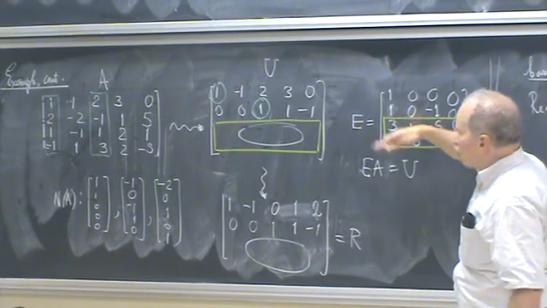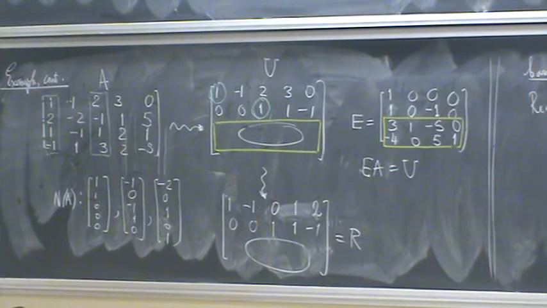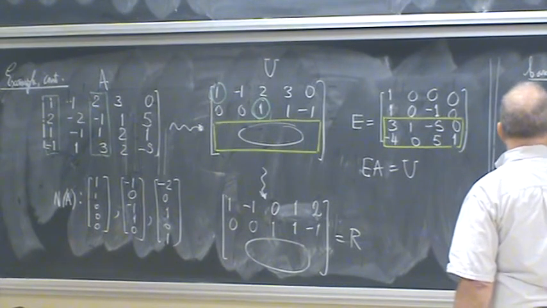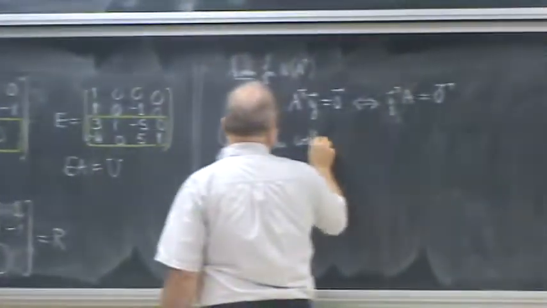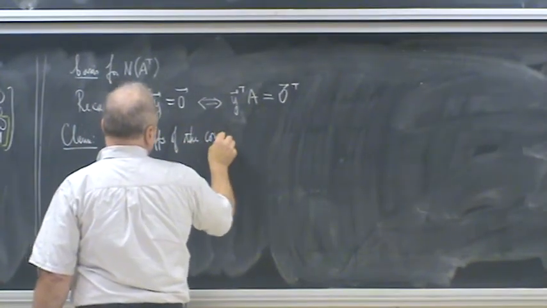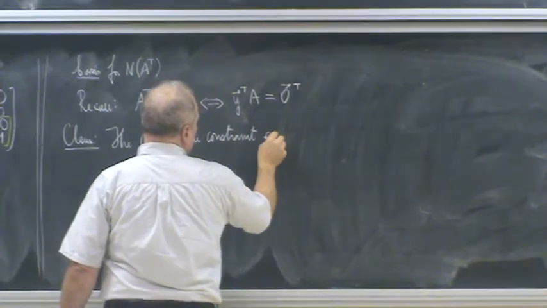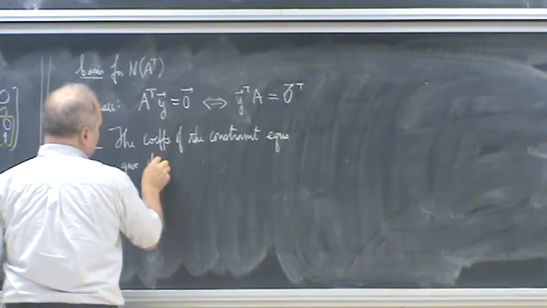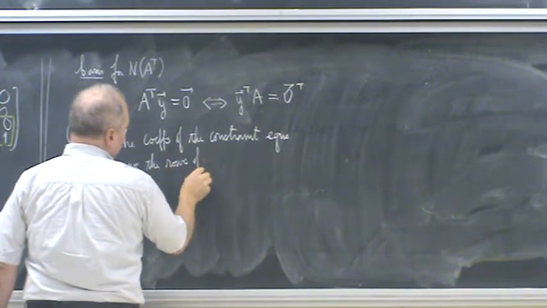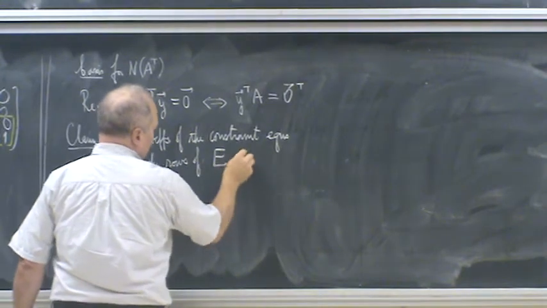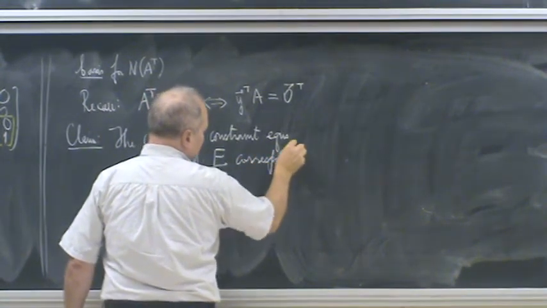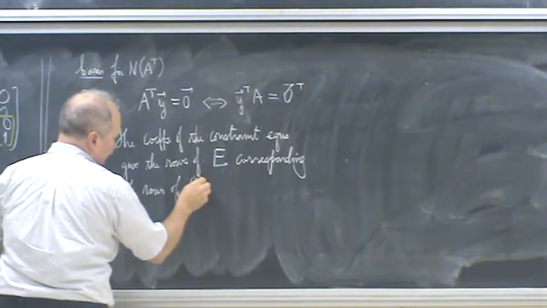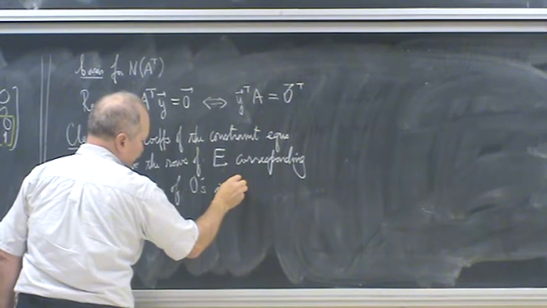consistent, but it's also telling you combinations of the rows. So the claim is that the rows of zeros, so the coefficients of the constraint equations, give the rows of E corresponding to rows of zeros in the echelon form.